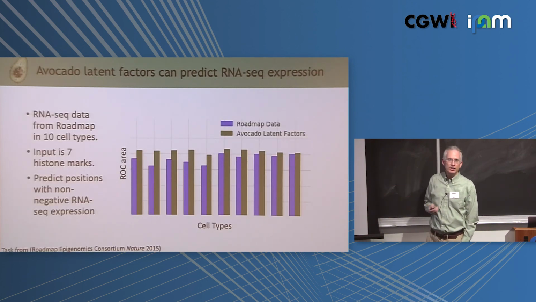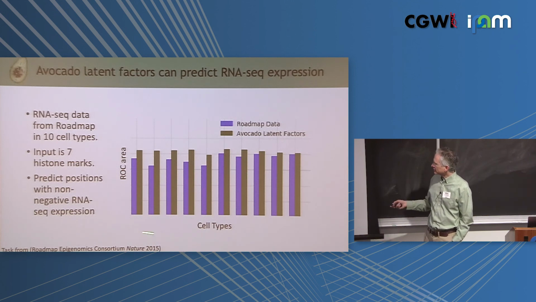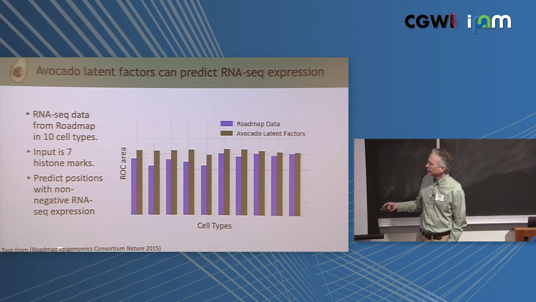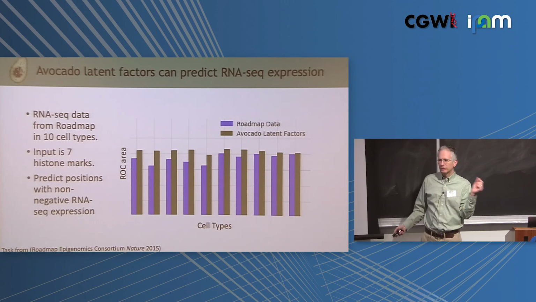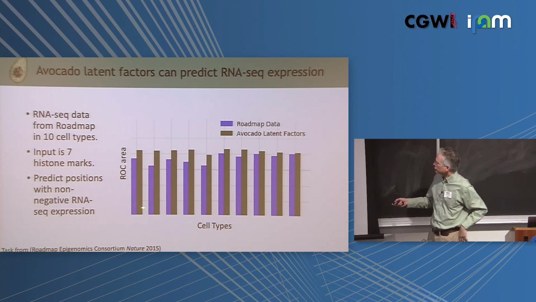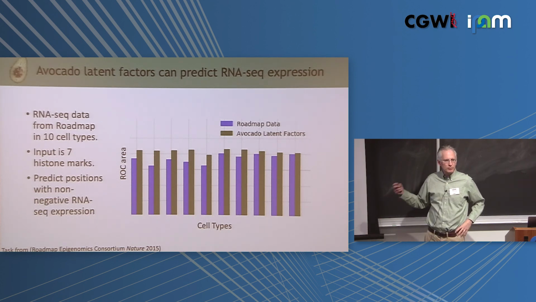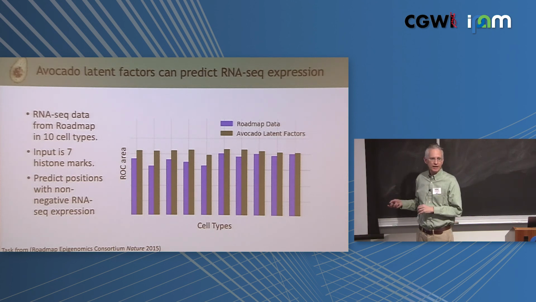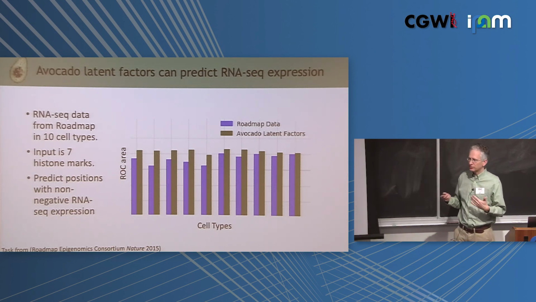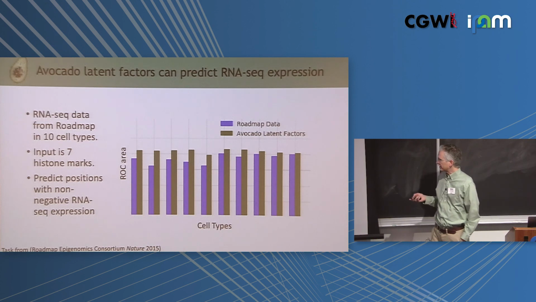If you try to do an RNA-seq prediction task, so this is a task taken from the Roadmap Epigenomics paper, and you're just doing binary classification, kind of like what Yan-Jun was talking about. Here we're just using, I think it's gradient boosting as the predictor, but the input is either the Roadmap data itself or the latent factors. And the latent factors give you much better predictive performance on this task.